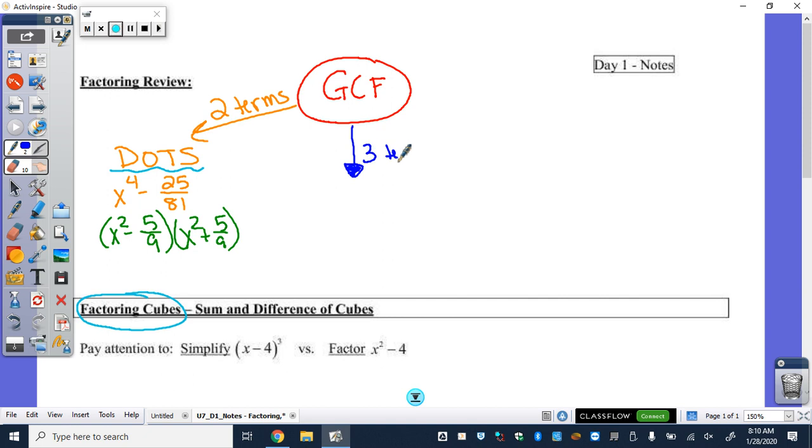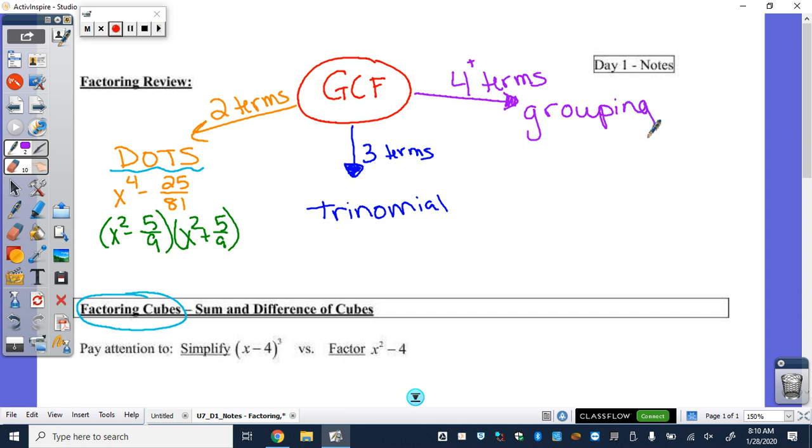So then if it's 3 terms, that's going to be our trinomial factor. So that's essentially your guess and check. So you've got your combinations of things that are going to be positive when you factor, negative, all that stuff. And then 4 terms or more, then you're going to look to see if you can do your factor by grouping. It does need to be an even number of terms, though, in order to do your factor by grouping.